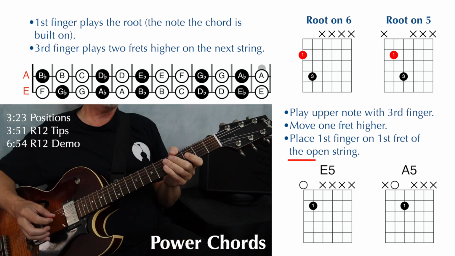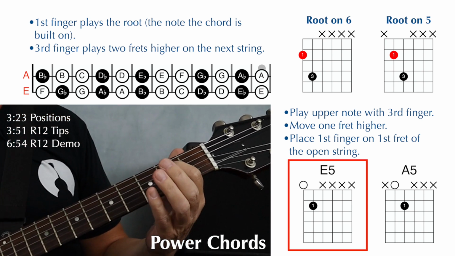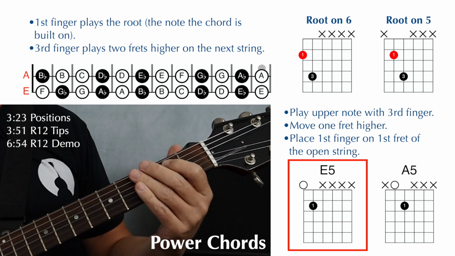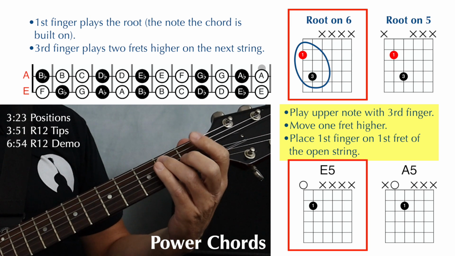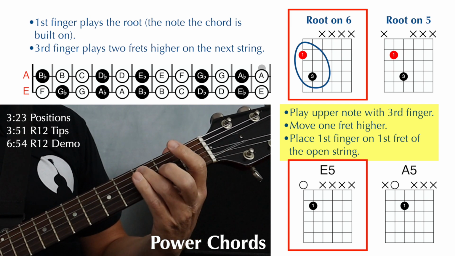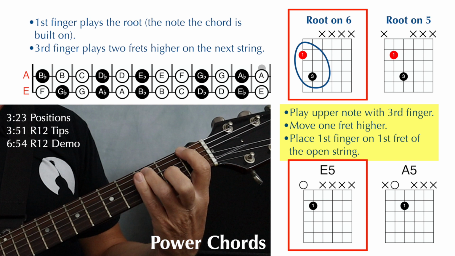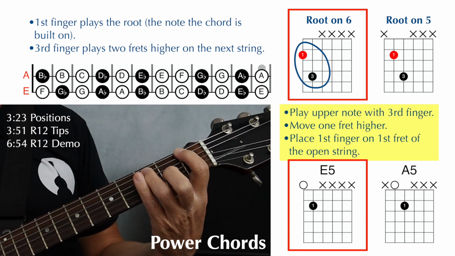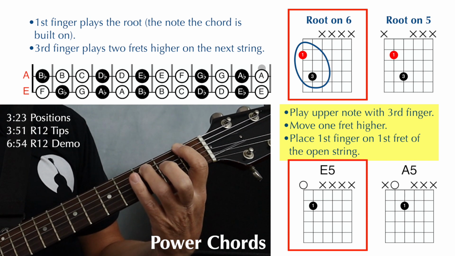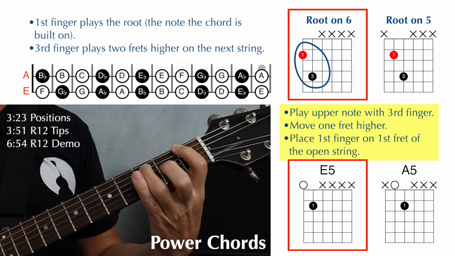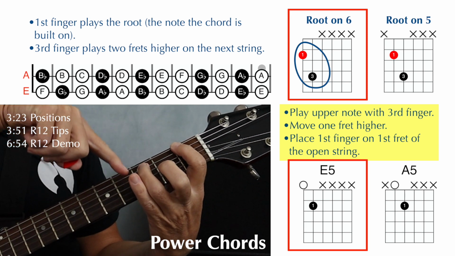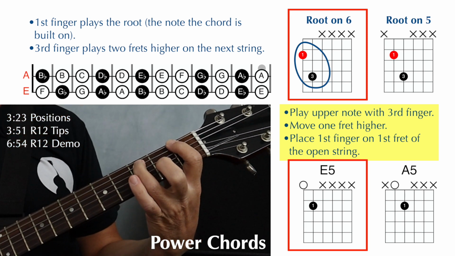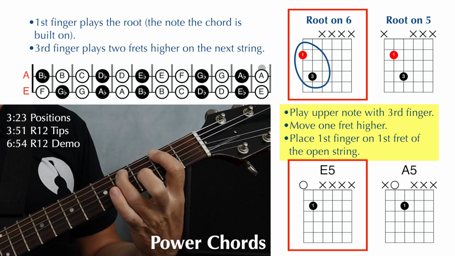Let's check out how that affects the E5 and the A5, or the E power chord and the A power chord. Here's our open E power chord, played with the first finger. Switch to the third finger. First finger is now free. Move that fretted note up one fret. Put your first finger down on the first fret of the 6th string. We have a movable power chord. So our root, the note the chord is built on, is on the 6th string. That other note is one string down, 2 frets over. And we can move it around.